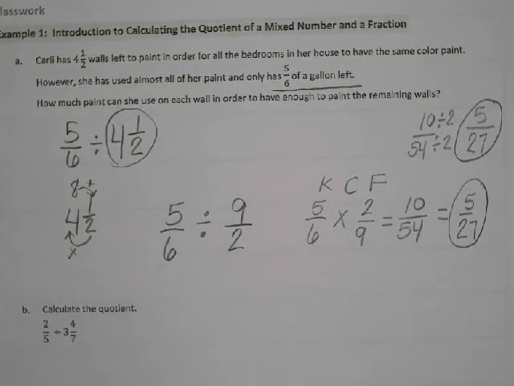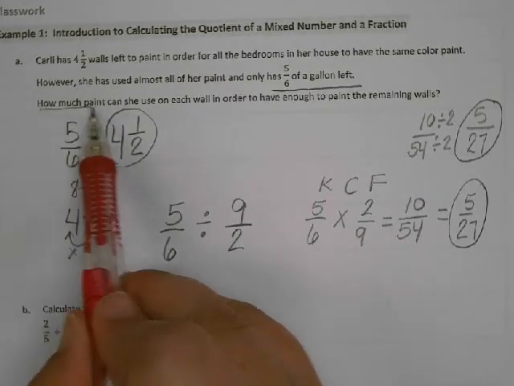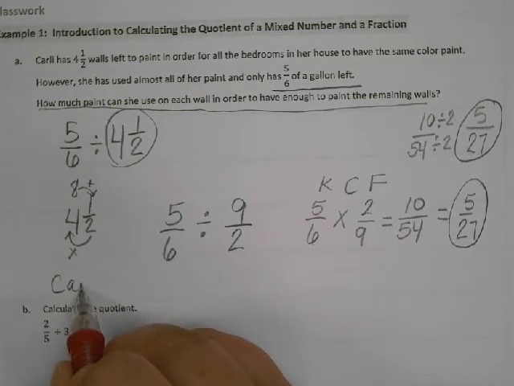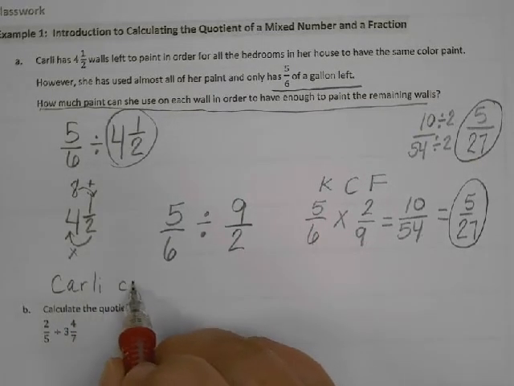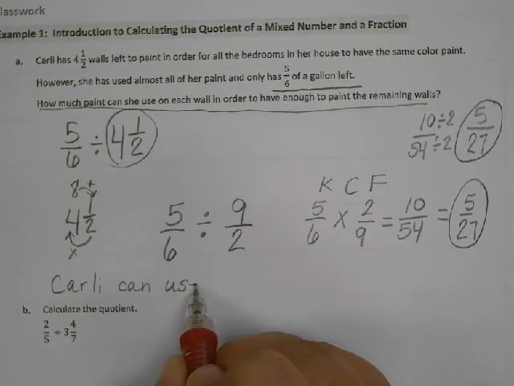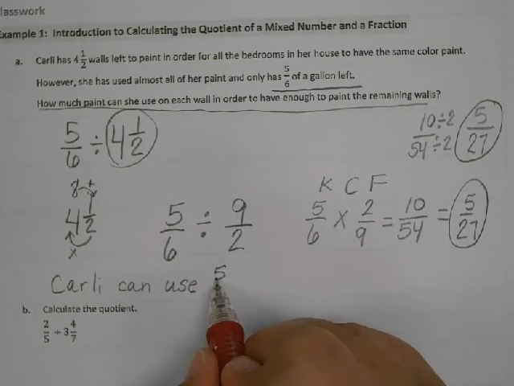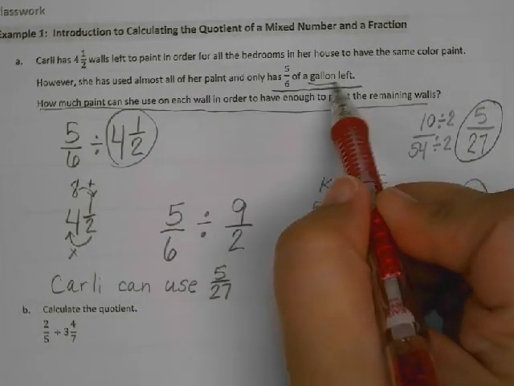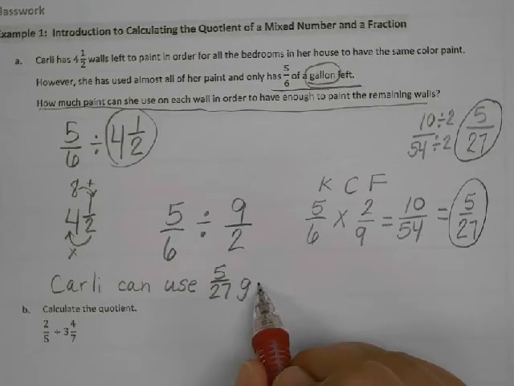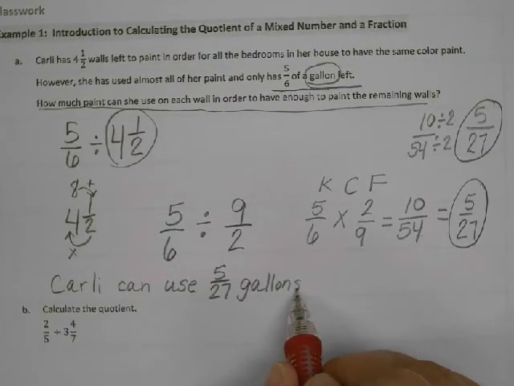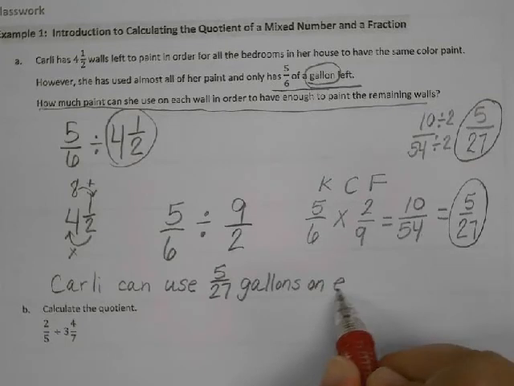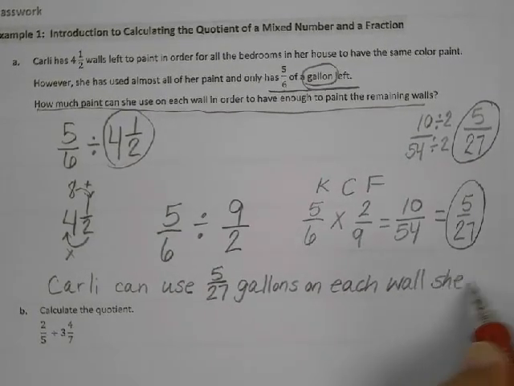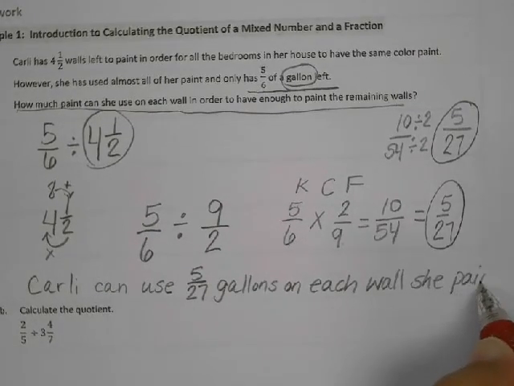But now I need to write out my answer because it wants to know how much she can use on each wall. So I can say Carly can use 5/27. And remember that we were talking about gallons on each wall she paints.